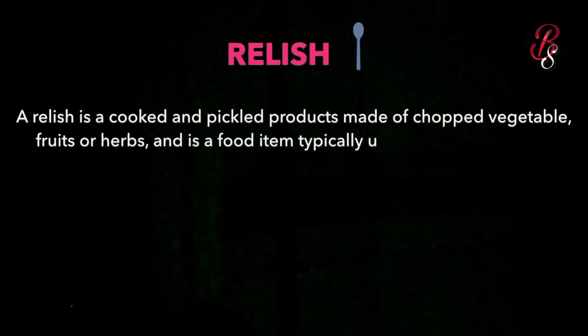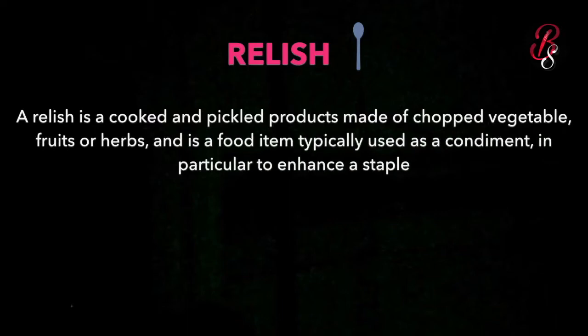Let's start with the next term. Here we go. We have a relish, right? A relish is a cooked and pickled product made of chopped vegetables, fruit or herbs, and is a food item typically used as a condiment, in particular to enhance a staple, right? It's all about chopped vegetables that have been pickled and cooked. That particular thing we call a relish, right? We typically use it as a condiment, in particular to enhance the staple.